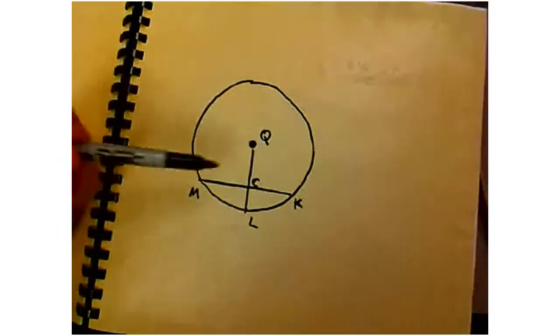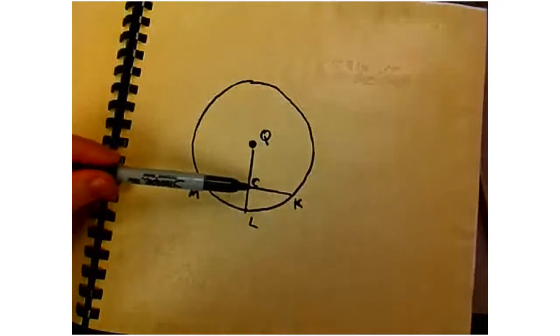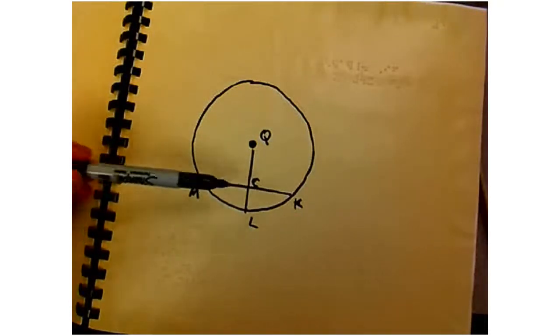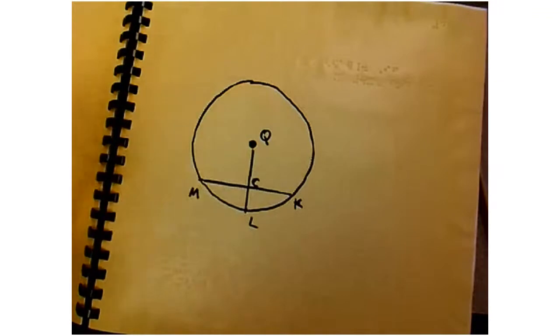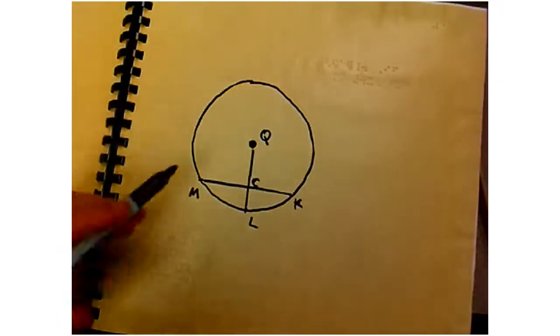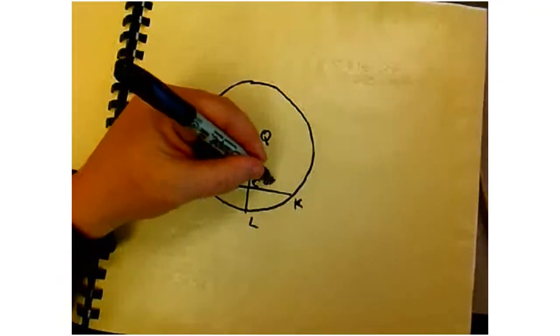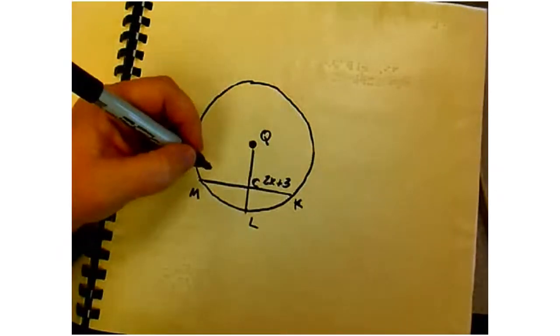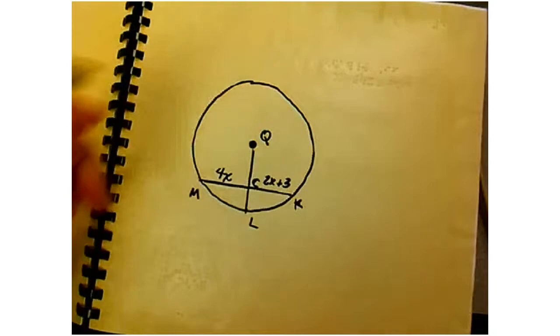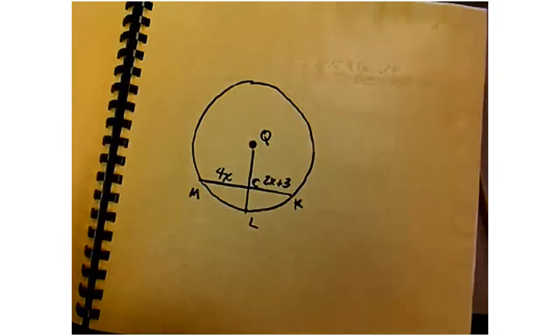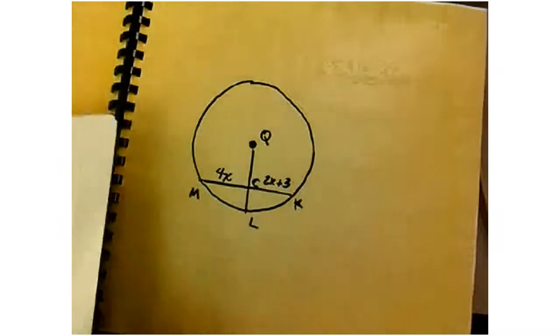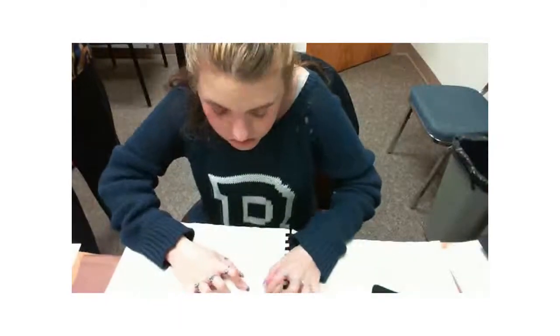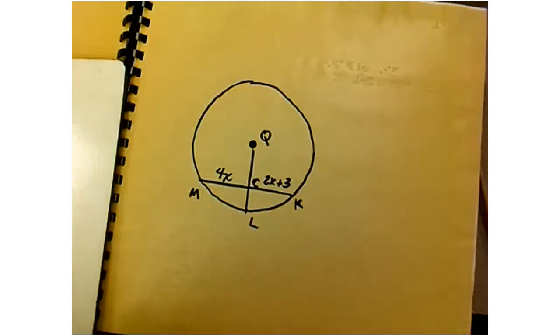So we know then that CK, oh, sorry, where the intersection point is C. I didn't tell you that. CK is going to be congruent to CM, isn't it? Because they've been split in half. All right. So they told us CK is 2x plus 3, and they told us that CM is 4x, and we want to find x. So how are we going to find x? Combine like terms? Well, let's set it up first. How should we set it up?